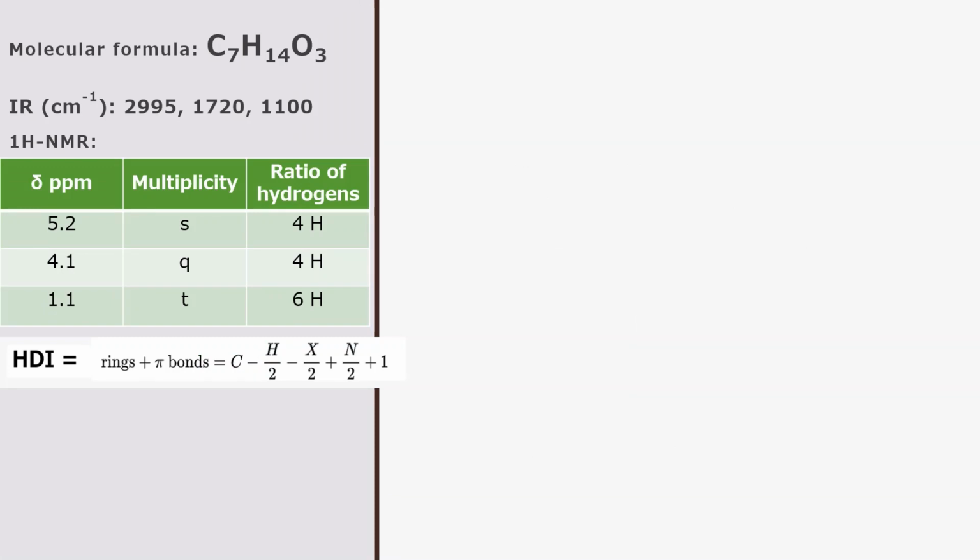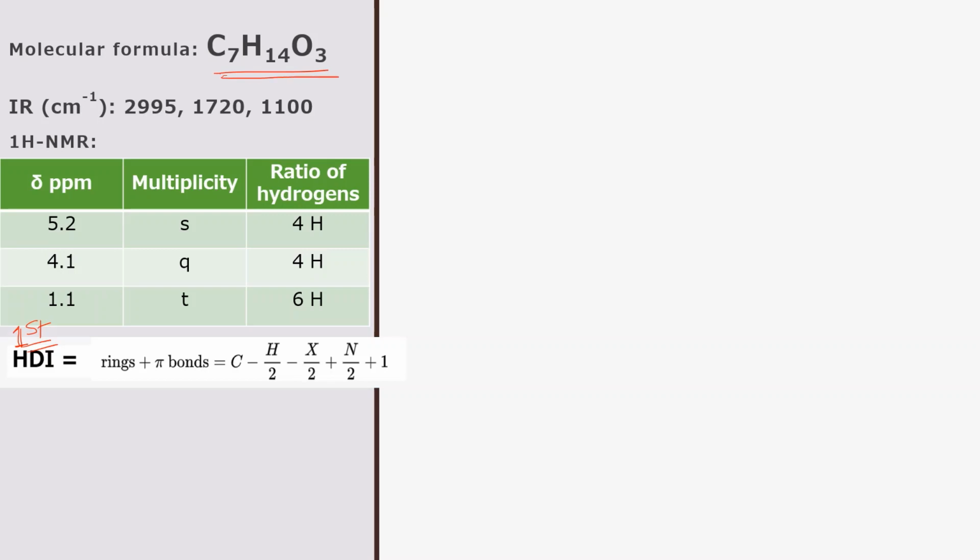So this is the NMR and IR data provided to us. Now from this data we have to predict the structure of the compound having molecular formula C7H14O3. Now here if you see, this is our first step. Calculation of HDI is supposed to be our first step because molecular formula is provided to us.